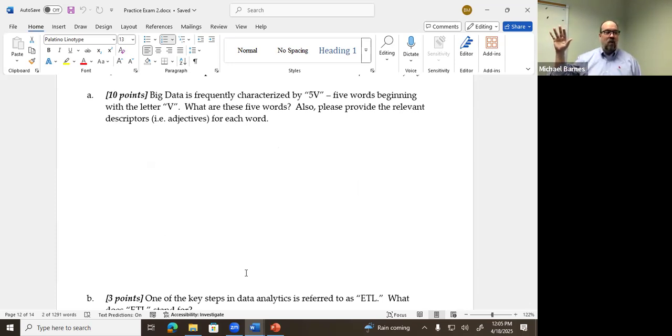Okay. What are the descriptors for each word? Okay, so volume is, what is it? Big, huge volume. Okay, or high volume is fine. Okay. What is velocity? High. Okay. What is variety?